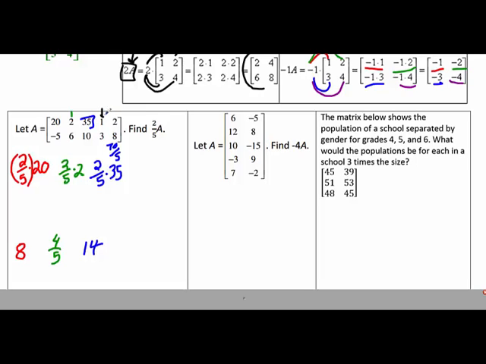1 times 2/5, well, anything times 1 is itself, so 2/5 times 1 is the same as 2/5. And last but not least, in this row, 2 times 2, well, wait a second, I already did 2 times 2/5. I already did it right there, so I'm going to get the same answer, 4/5.